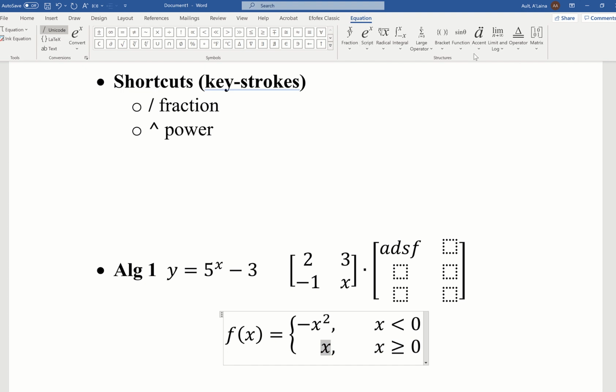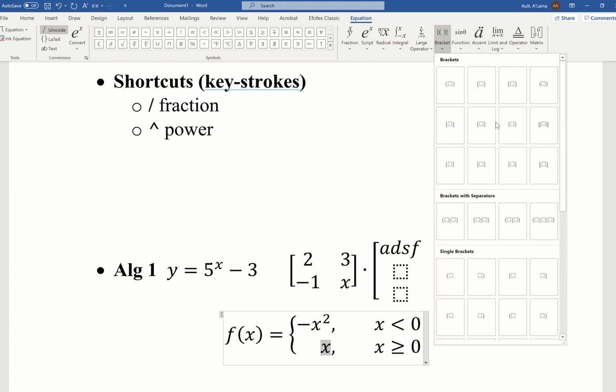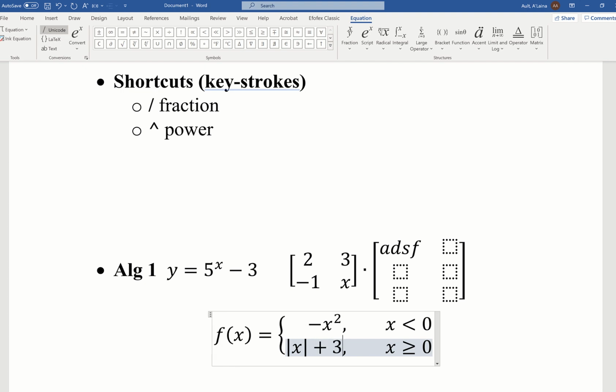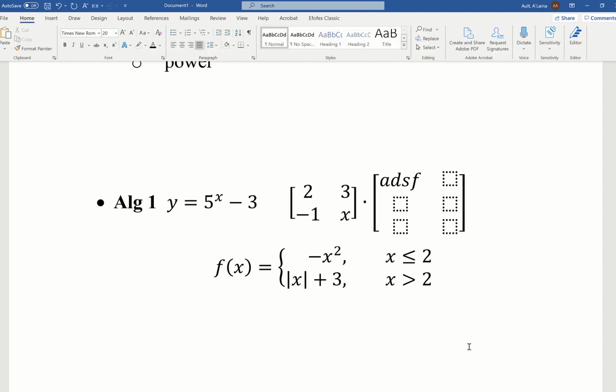I'm just going to highlight that, and I'm going to change the bracket around this to absolute value, which is here. And maybe I wanted it to say absolute value of x plus 3. If I don't want the change to be at 0, I could easily change that. If I wanted this one to be less than or equal to, I could change that really easily as well. But it has everything all spaced out for the different domain restrictions, which is really, really nice. And so that's pretty fantastic that we can do that.